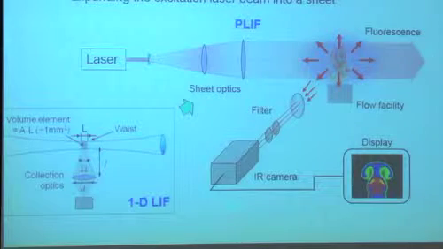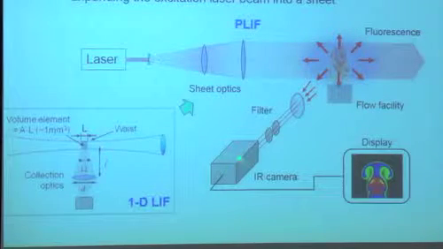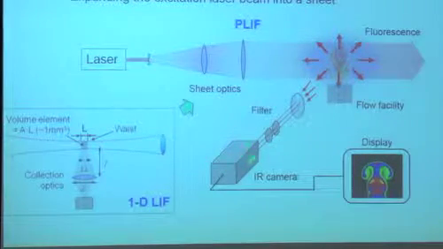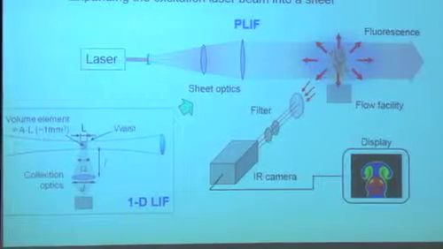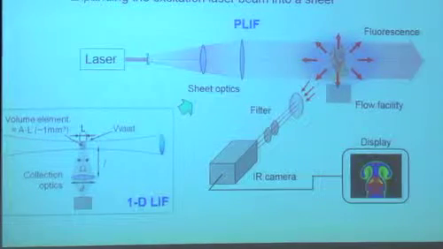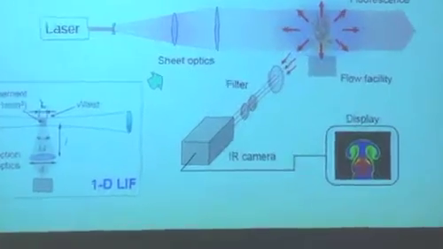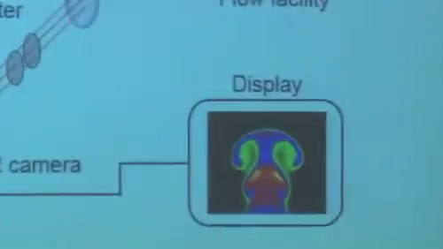And so then the rest of it now, instead of collecting onto maybe a photomultiplier, we collect onto a CCD array of some kind. In this case, it was the infrared camera, but it could have been any kind of camera. And we would see some sort of a flame structure, flow structure.